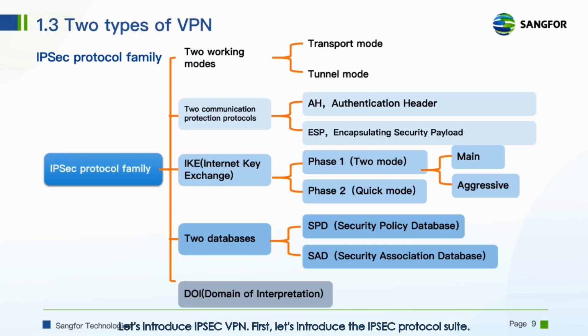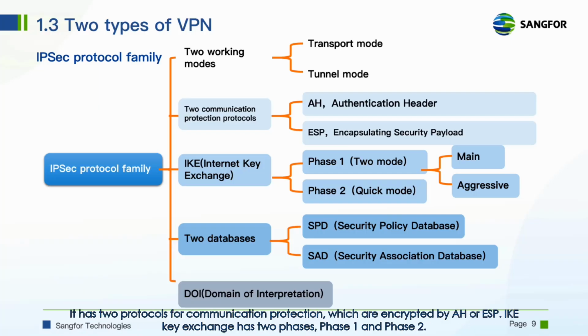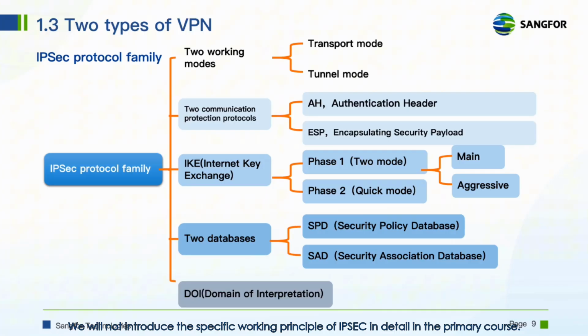Let's introduce IPSec VPN. First, let's introduce the IPSec protocol suite. It has 2 working modes, transmission mode and tunnel mode. It has 2 protocols for communication protection, which are encrypted by AH or ESP. IKE key exchange has 2 phases, phase 1 and phase 2. We will not introduce the specific working principle of IPSec in detail in the primary course. Implementing IPSec VPN security is based on the IPSec protocol suite.